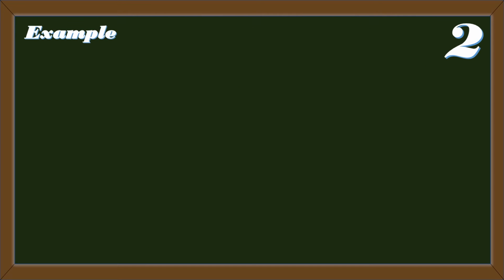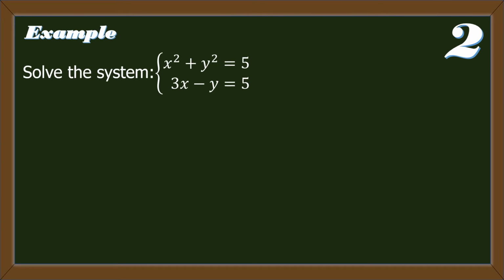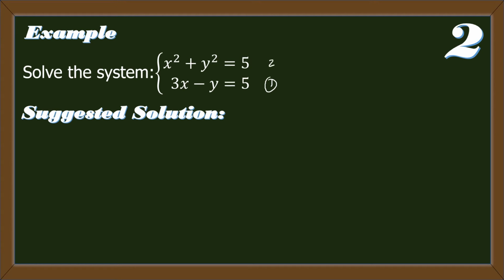Let us have another example. Solve the system x squared plus y squared equals 5 and 3x minus y equals 5. Again, for our suggested solution, let us label the linear equation as equation 1 and the equation of the circle as equation 2. And from equation 1, let us rewrite it as an equation of y in terms of x. So from 3x minus y equals 5, we have y is equal to 3x minus 5.